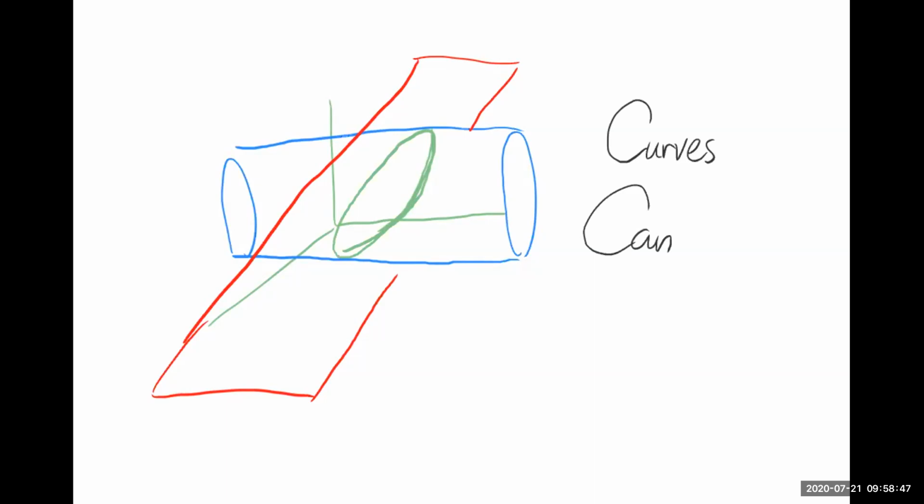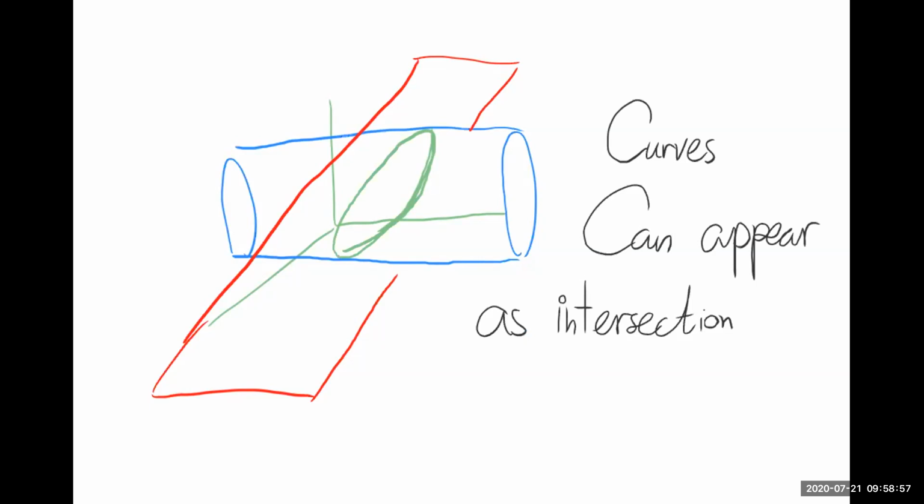So we get to a very important topic, that curves can appear as intersection of surfaces. And that's what we want to do now. Okay, so let's see a few examples. Let's start from the first one, the one we saw earlier.